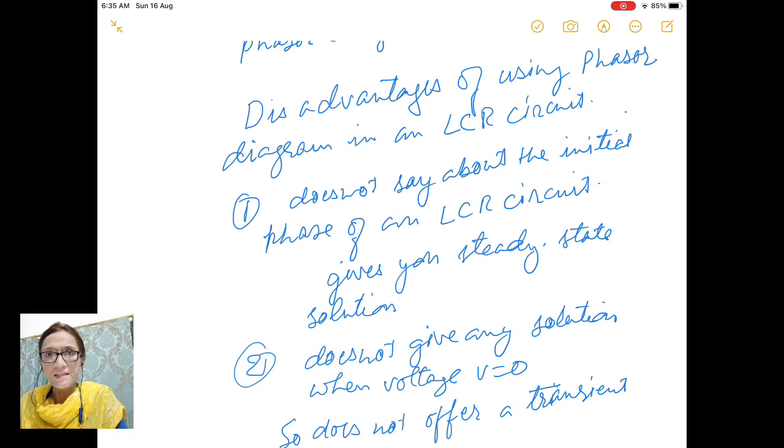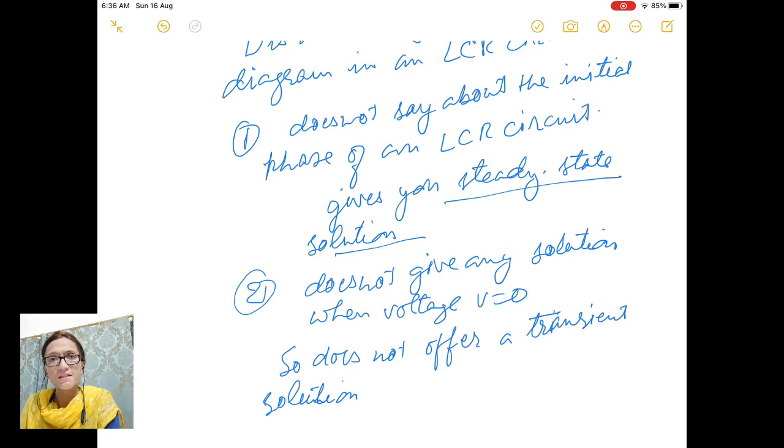There are many disadvantages of using the phasor diagram for the analysis of an LCR circuit. Firstly, it does not say anything about the initial phase of an LCR circuit, so it gives only a steady state solution. Now, it does not say about the states of the LCR circuit when voltage is equal to 0, so it does not offer a transient solution. It offers only a steady state solution, though the solution of an LCR circuit should be the sum of a steady state solution and a transient solution.